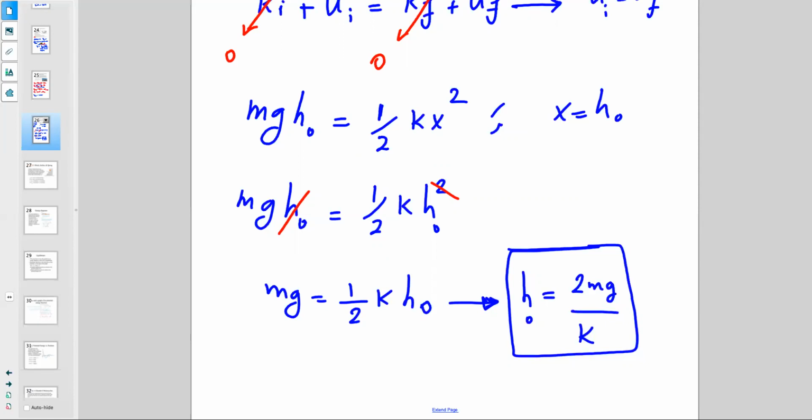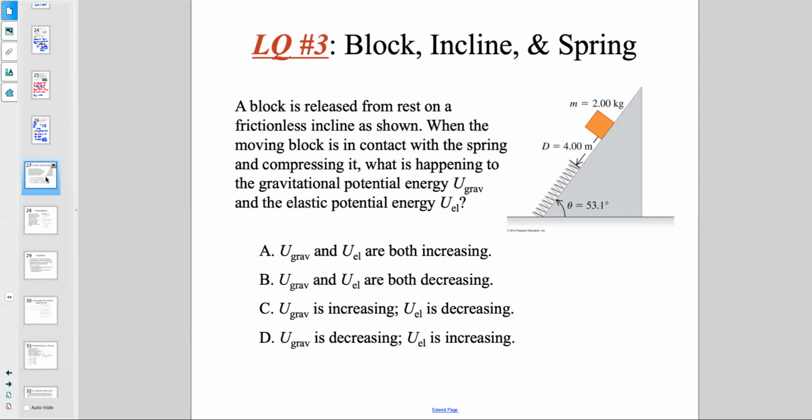Let's take a look at this. We have a block and it's released from rest. So all the way here it has no velocity, so the initial velocity is zero, on a frictionless incline as shown. There is no friction to turn our energy into heat. When the moving block is in contact with the spring and compressing it, what is happening to the gravitational potential energy, U of gravity, and the elastic potential energy, U of elastic?